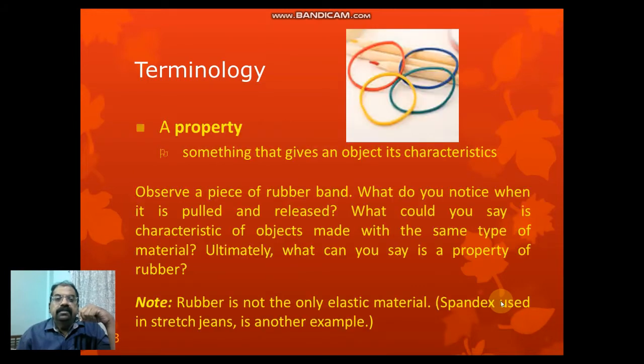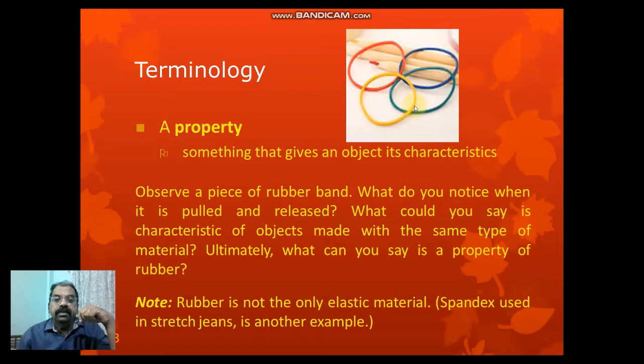Now the second term is property, something that gives an object its characteristics. I pasted here some picture. This is a picture of a rubber band. Rubber band has certain characteristics when it is pulled and released. What could you say is characteristic of objects made with the same type of material? Ultimately, what can you say is the property of rubber? Rubber is not the only elastic material, that also you should know. Spandex used in stretch jeans is another example of an elastic material.